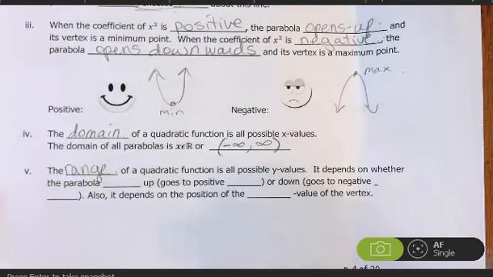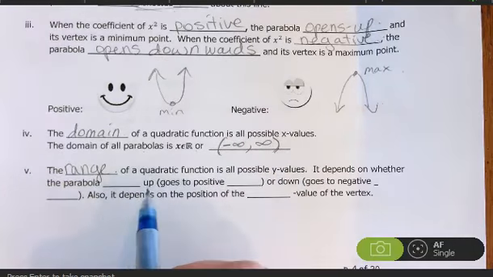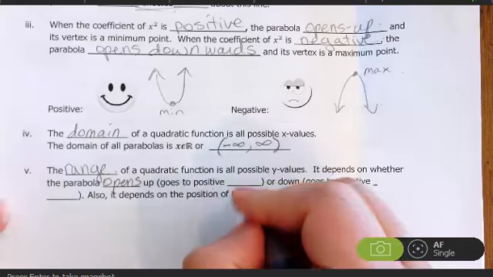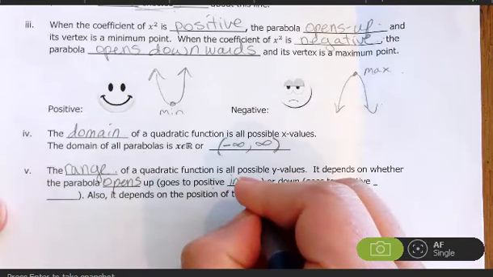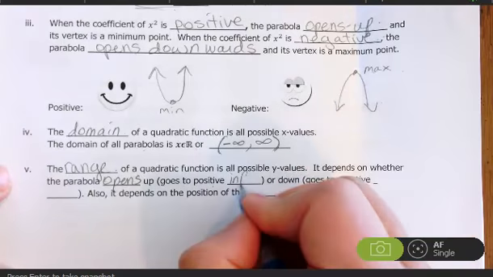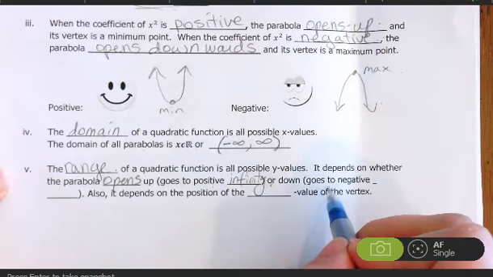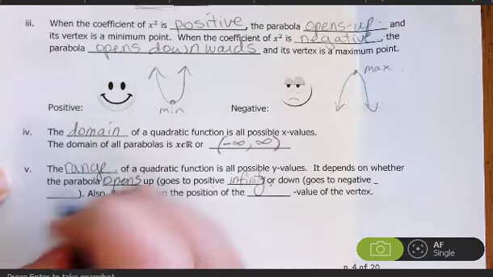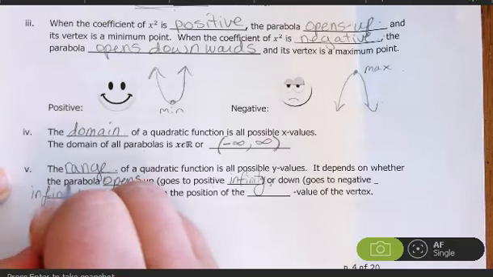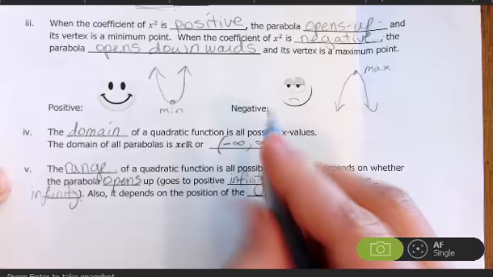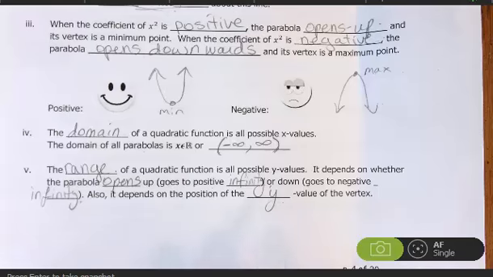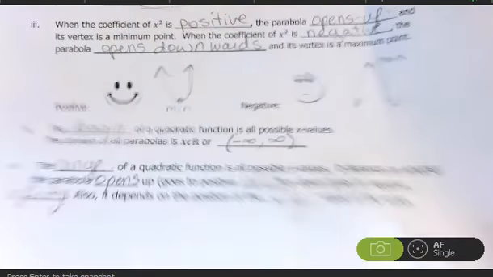And if we talk about domain, we're going to talk about range as well. Range is the set of all the output values, so that's the y values. It depends on whether the parabola opens up and goes to positive infinity, or goes to negative infinity. All right, so it also depends on the position of the y value of the vertex. And let's have a look at an example so that we can get a better feel of all of this.